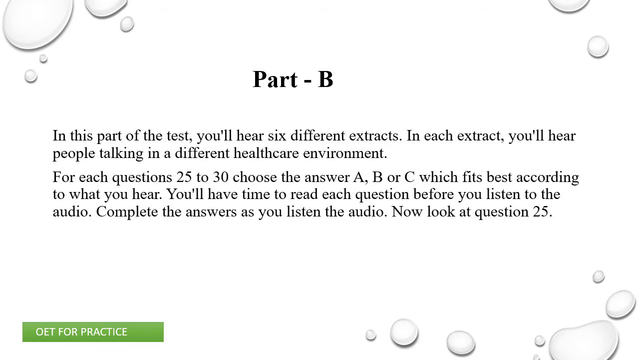Part B. In this part of the test, you'll hear 6 different extracts. In each extract, you'll hear people talking in a different healthcare setting. For questions 25 to 30, choose the answer A, B or C, which fits best according to what you hear. You'll have time to read each question before you listen. Complete your answers as you listen.